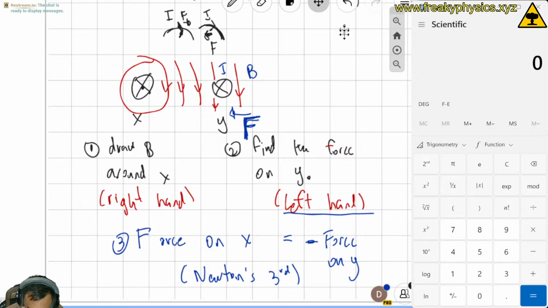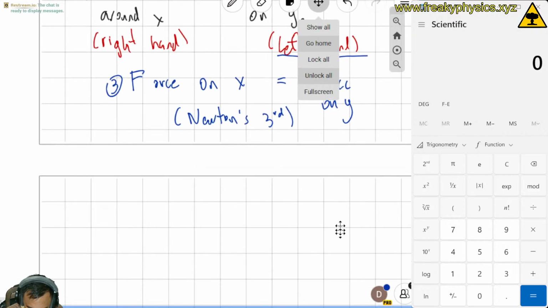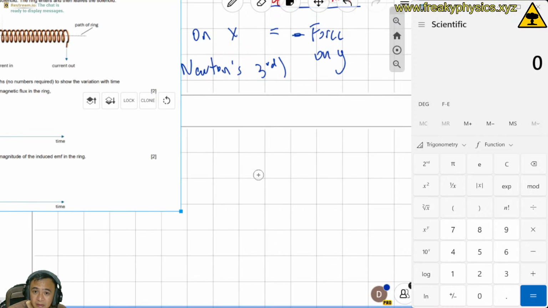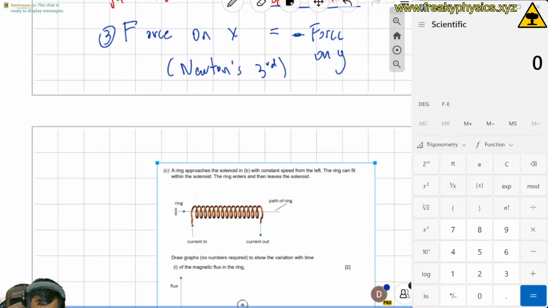Okay. So now that we've established that's gonna happen, now we're gonna do another part. We now have a ring approaching the solenoid, right? Where does it say B though? I don't have the B. Okay. All right, either way, let's just do this next bit.